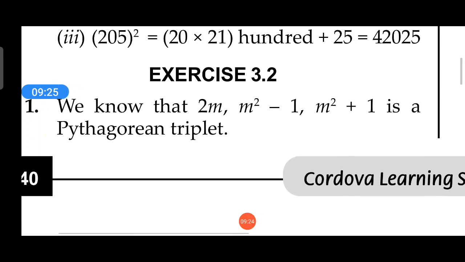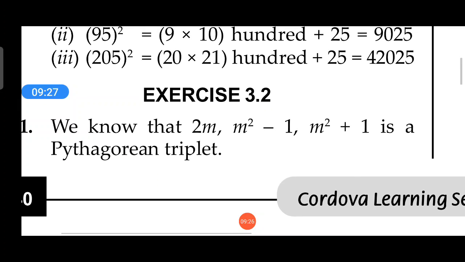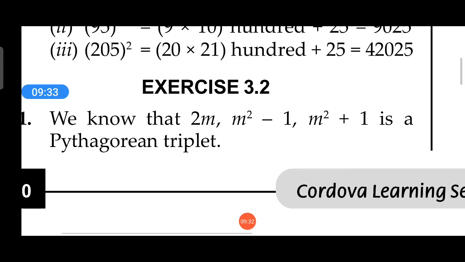Now we will see the exercise. Write a Pythagorean triplet whose smallest number is 8. Now here we know that 2m, m square minus 1, m square plus 1 is a Pythagorean triplet. Okay, this is one rule: 2m, m square minus 1, m square plus 1 is a Pythagorean triplet.